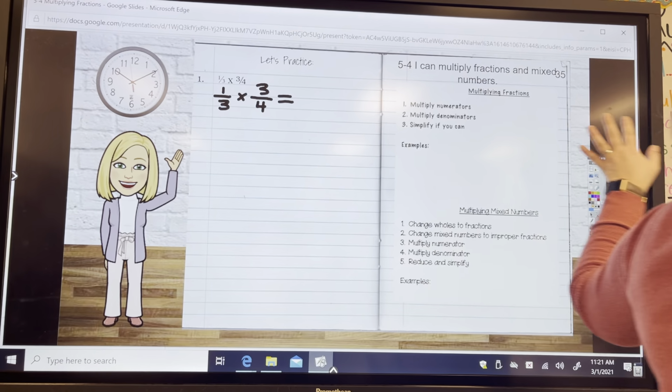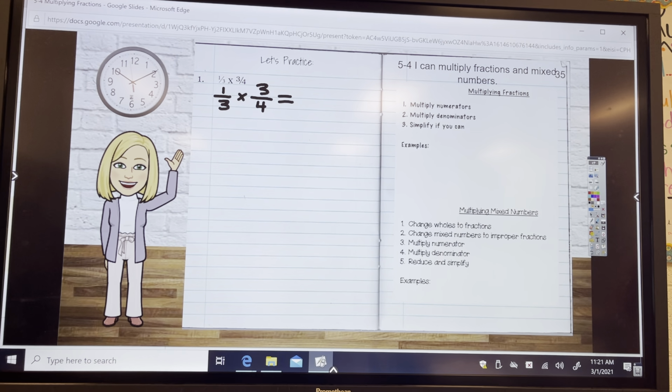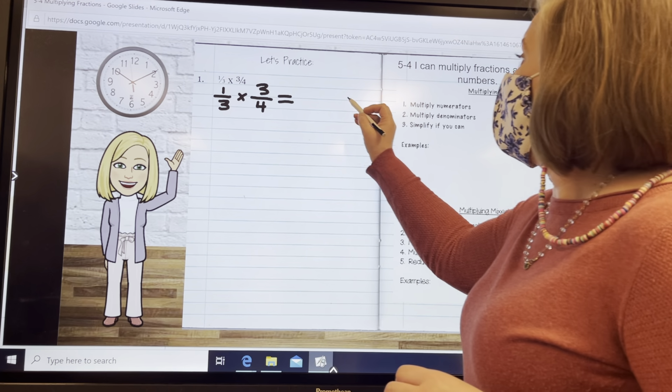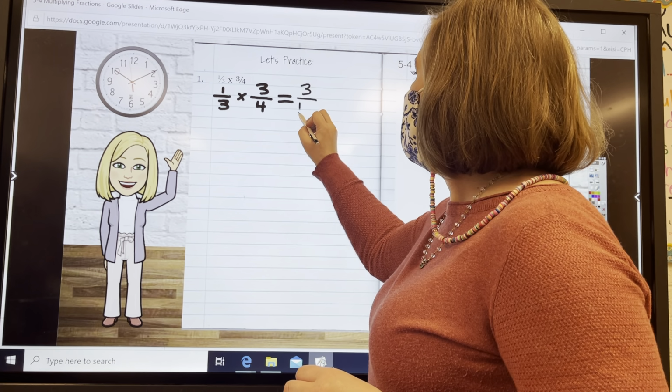All right, if we just have fractions, we don't have any whole numbers, we don't have any mixed numbers, we just have fractions. So what are we going to do if we just have fractions? We're just going to multiply. Top times top, bottom times bottom. So 1 times 3 is 3. 3 times 4 is 12.